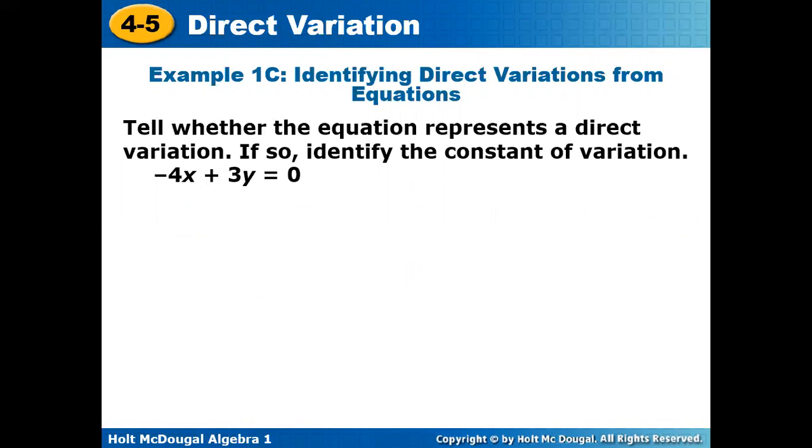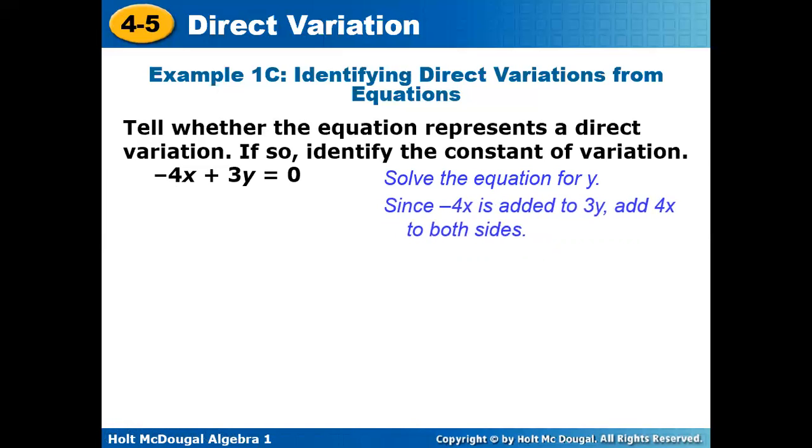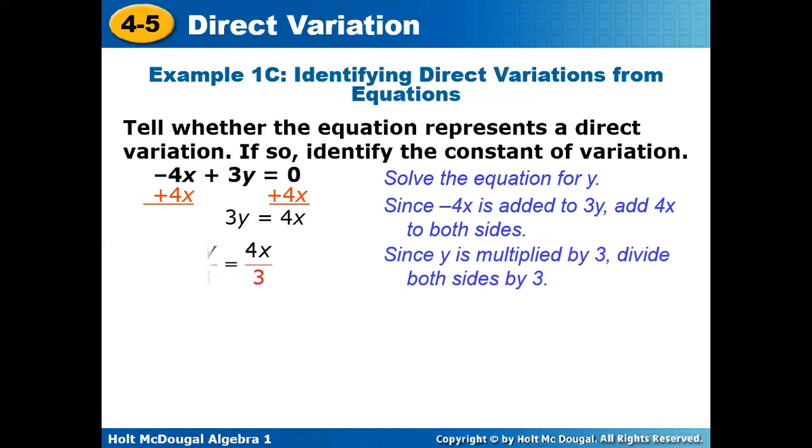Question 3, tell whether the equation represents a direct variation. So step number 1, we will solve for y. We're going to add 4x to both sides. 3y alone equals 0 plus 4x, which is 4x. After that, we will divide both sides by 3. So y alone equals 4 over 3x.